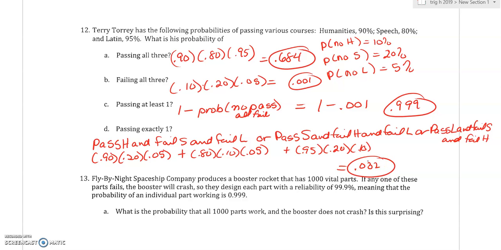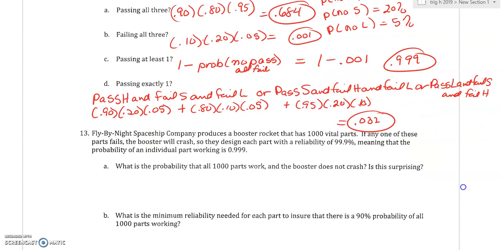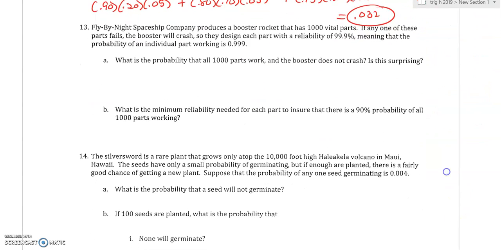Okay, that was number 12. Let's try number 13. This one's actually different than the others. So for number 13, they said that you have 1,000 vital parts on a rocket. And if any one part fails, the booster will crash. The rocket crashes, okay? Luckily, each part has a reliability of 99.9%. So the probability that it works is 0.999. So that's pretty high, okay?